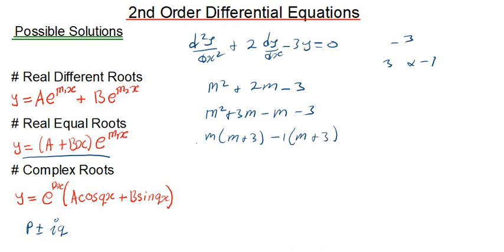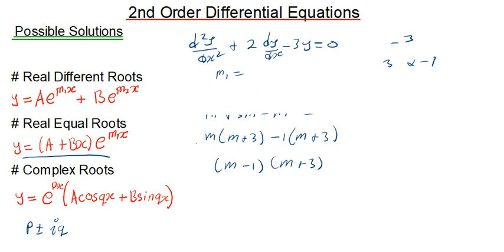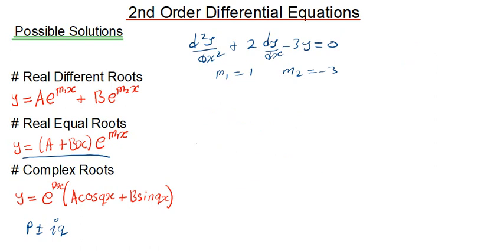Plus 3 there. So this is going to be m minus 1, so m plus 3. So you observe, in this case I can say my m1 is equal to 1, then my m2 is equal to negative 3. Okay, so those are the roots that we have, and looking at the way they are, those are real distinct roots, or real different roots.